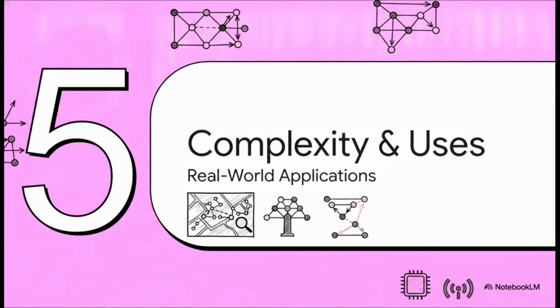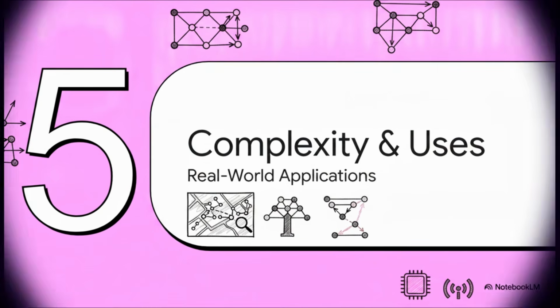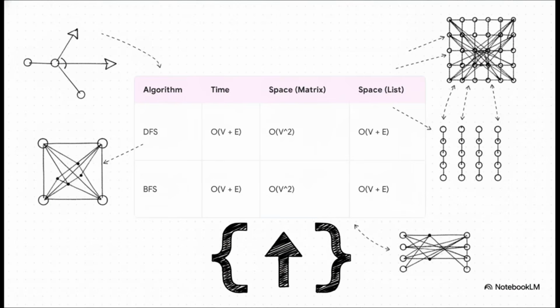Okay, finally, Section 5, Complexity and Applications. Let's talk about why this actually matters. When it comes to performance, I highly recommend taking a mental screenshot right here. Both DFS and BFS share the exact same time complexity, big O of V plus E. They both scale linearly because, at the end of the day, you have to touch every node in every path.